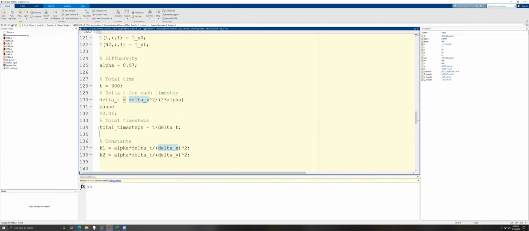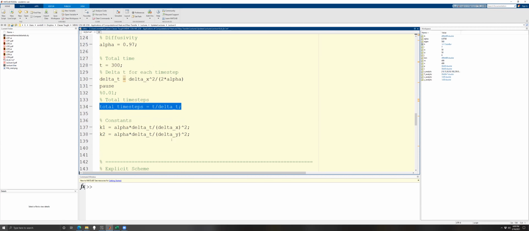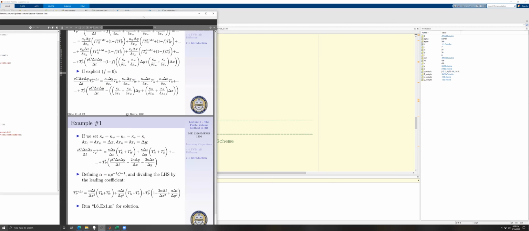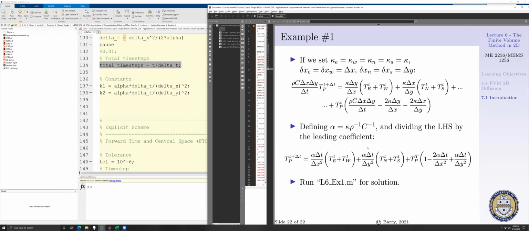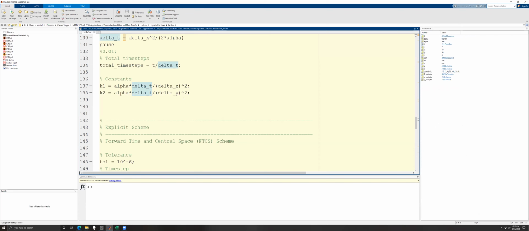And then we just determine the total number of time steps we need. And within our solution that we saw in our lecture slides, we had alpha times delta t per delta x squared. And this appeared multiple times. It led our T east and T west conserved quantities, and it was within our TP expression. So we'll define this as K1. K2 will be alpha times delta t divided by delta y squared, because that appears too. So you can define this as an arbitrary coefficient.